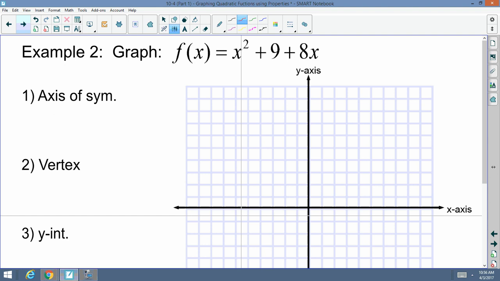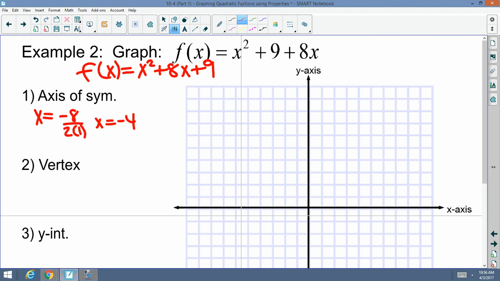Let's graph it. f(x) equals x squared plus 8x plus 9. First off, guys, always write it in standard form. So this is f(x) equals x squared plus 8x plus 9. Now, axis of symmetry. x equals negative b over 2a. So x equals negative 4. Let's graph that sucker. 2, 3, 4.